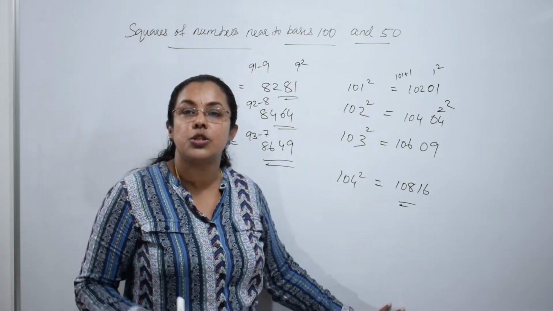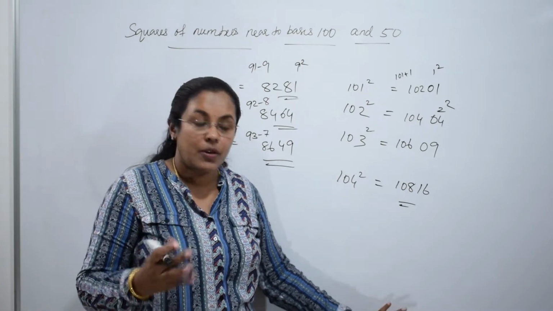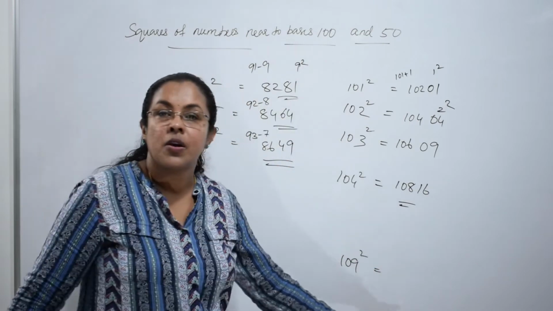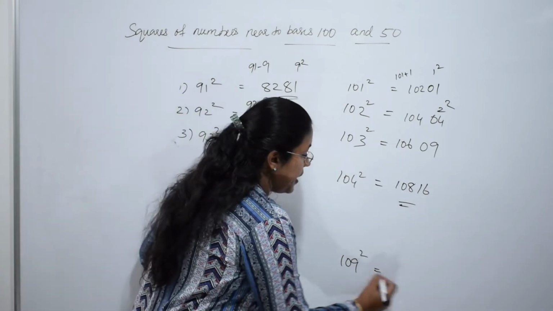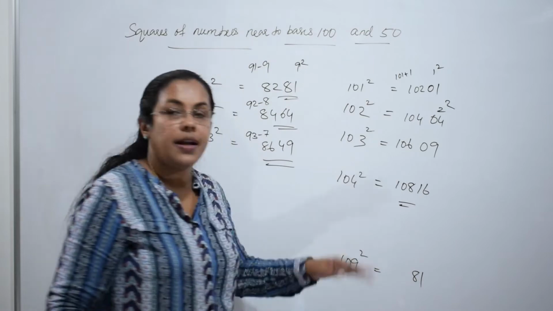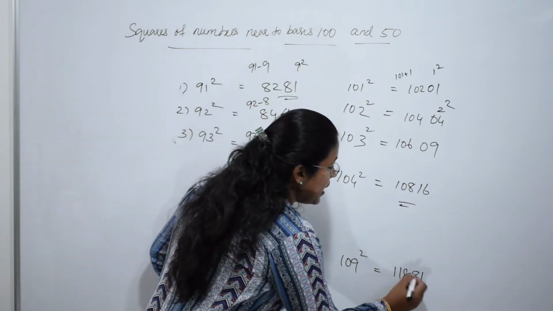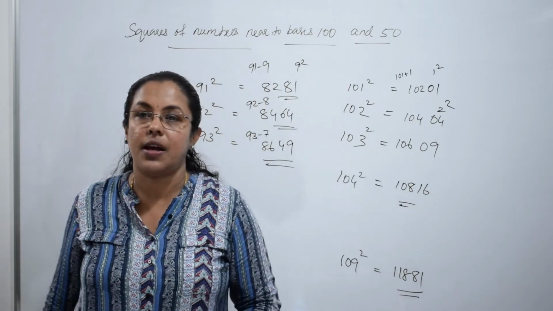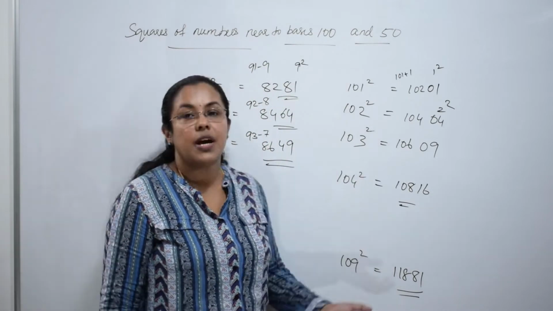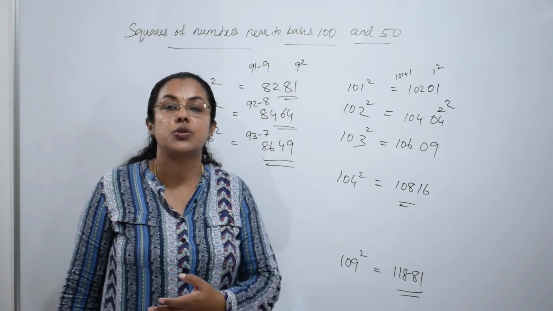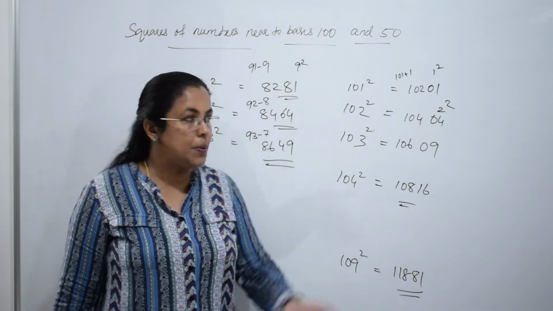We can extend it to any number. It is easy up to 109. 109 square. What is 9 greater than 100? 9 square is 81. And 109 plus 9, 9 2s are 18. So 11881 is the final answer. So in this way we can write the squares of numbers near 100 very quickly. Hope it is clear to you.